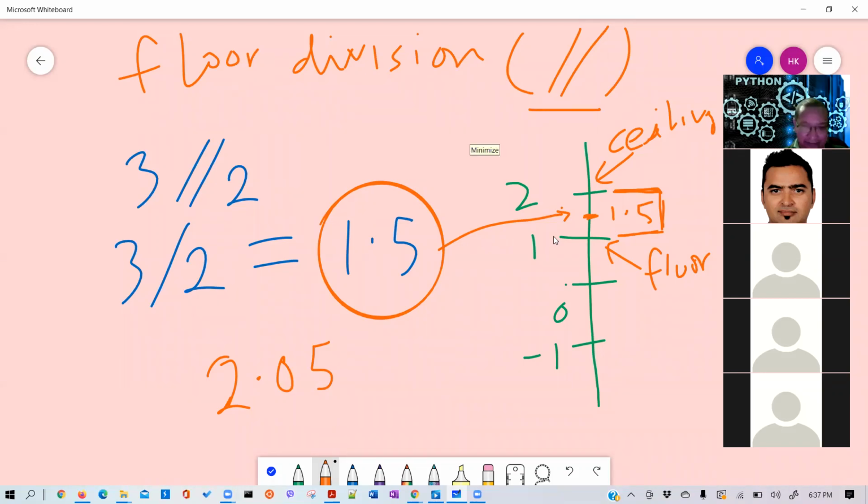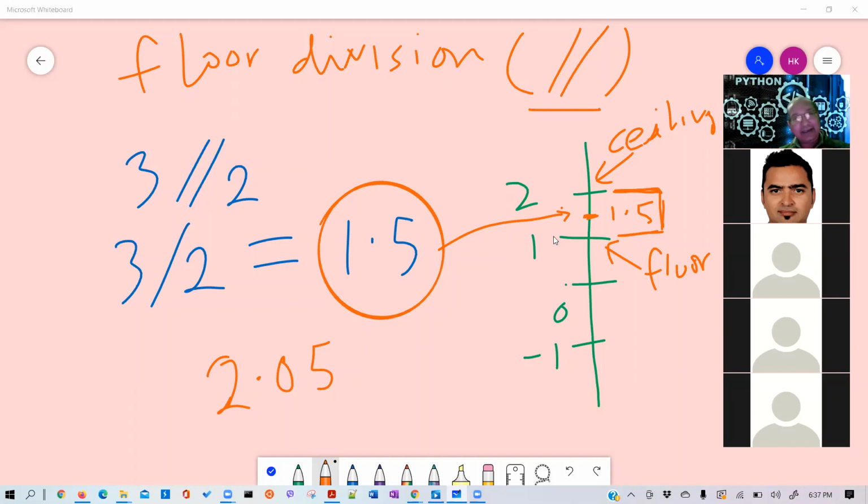How about the floor? Sorry, we talked about floor. So 2 is the floor. How about ceiling? 3. 3 is the ceiling. Okay, 2.00, no. 2 is the floor and 3 is the ceiling. Yeah, many of you are correct.